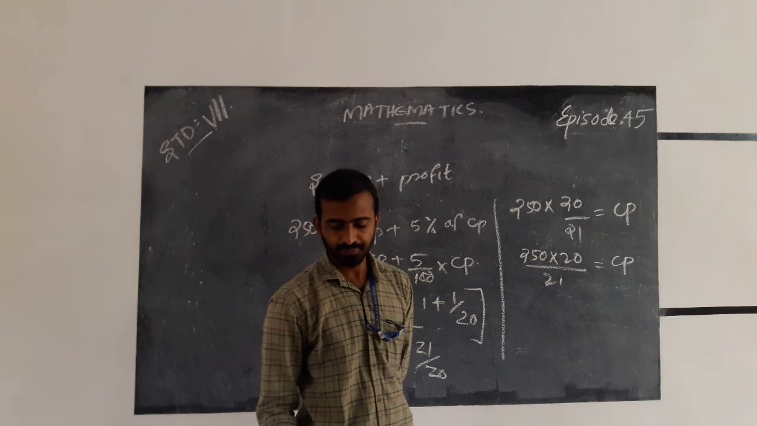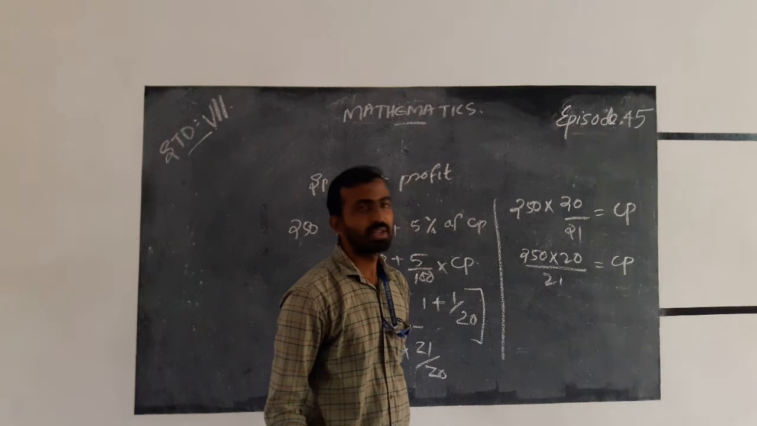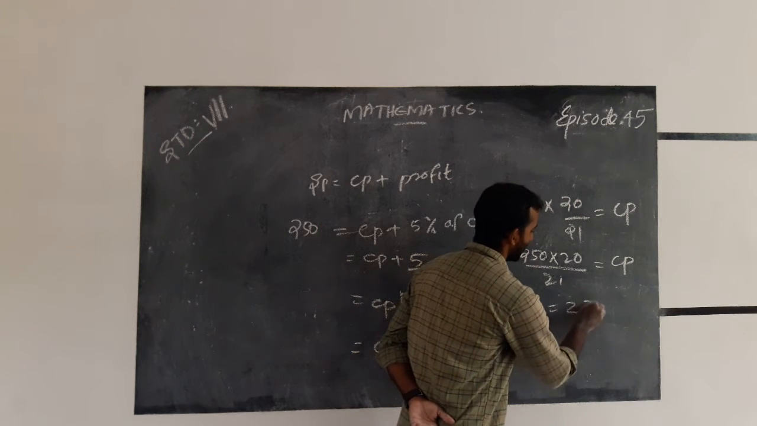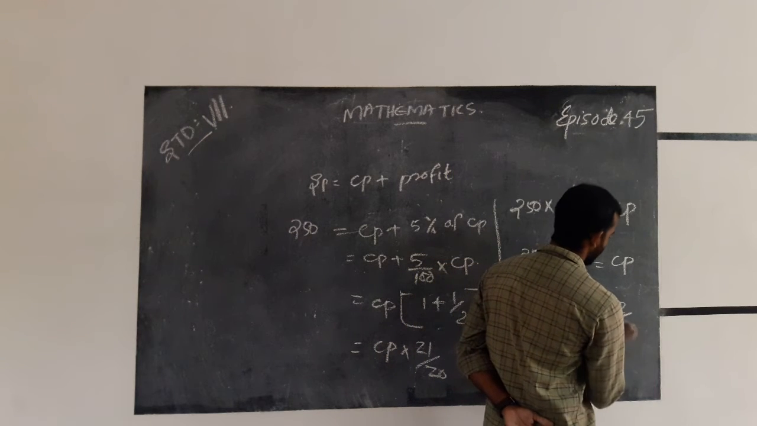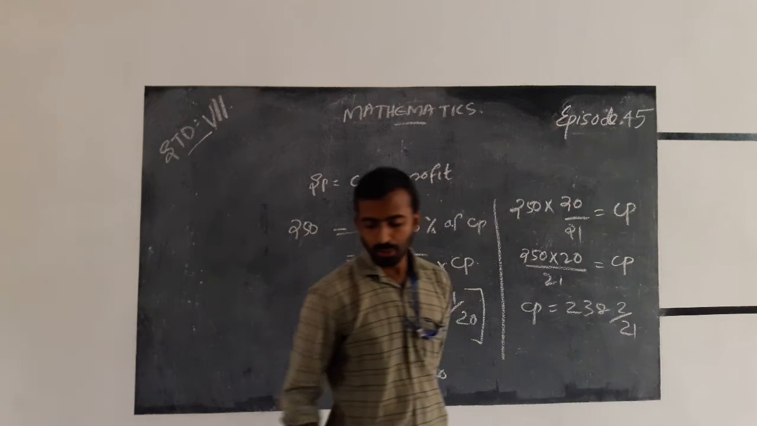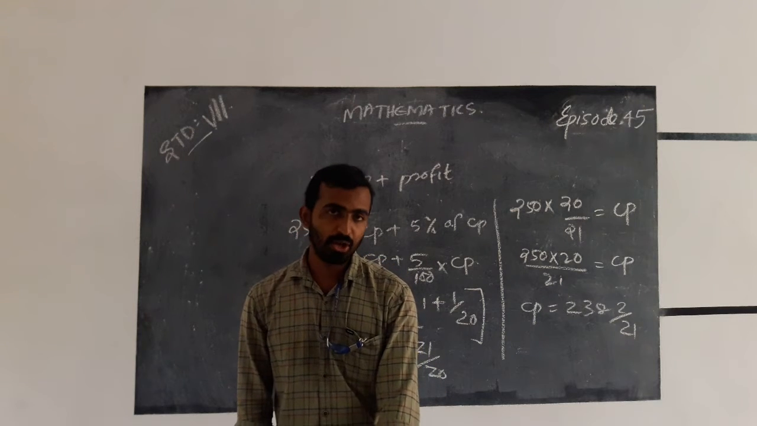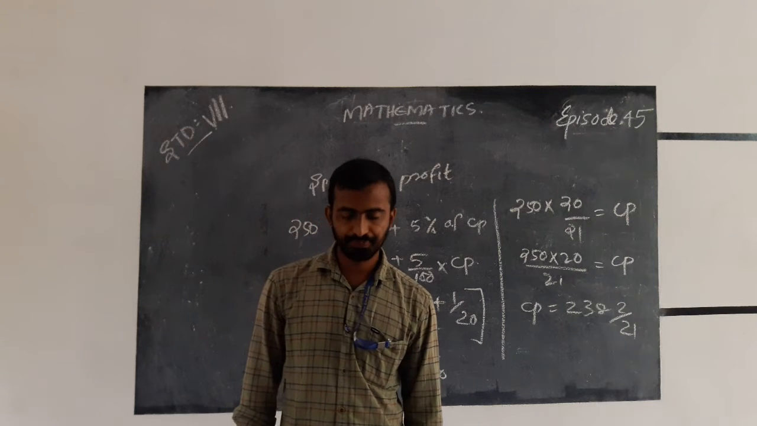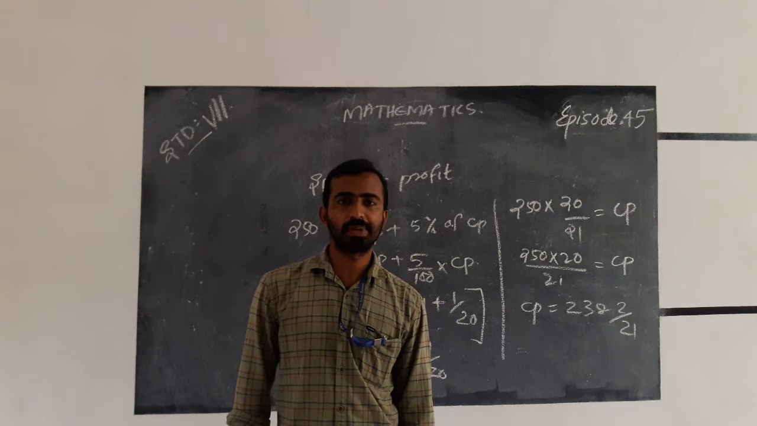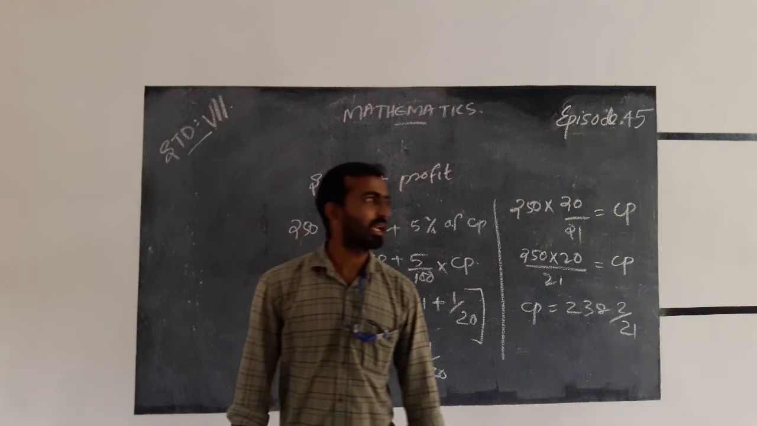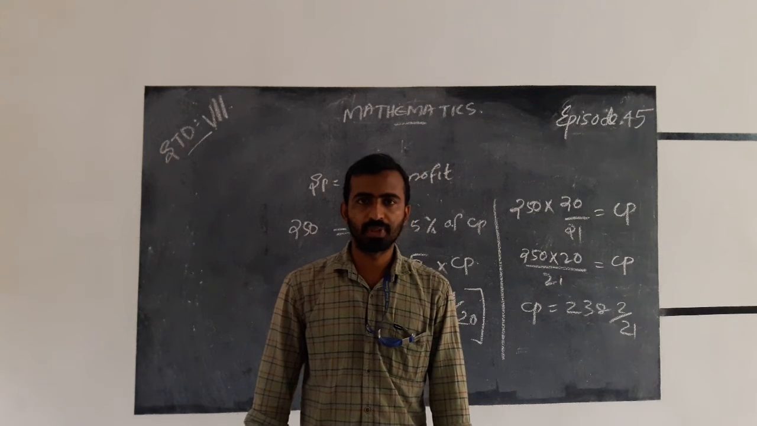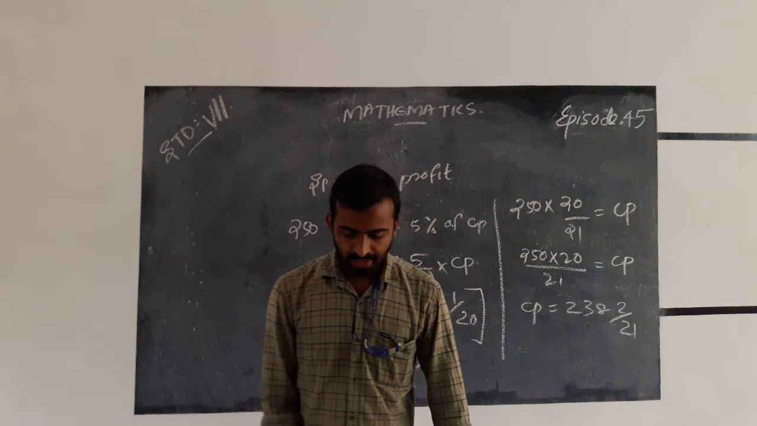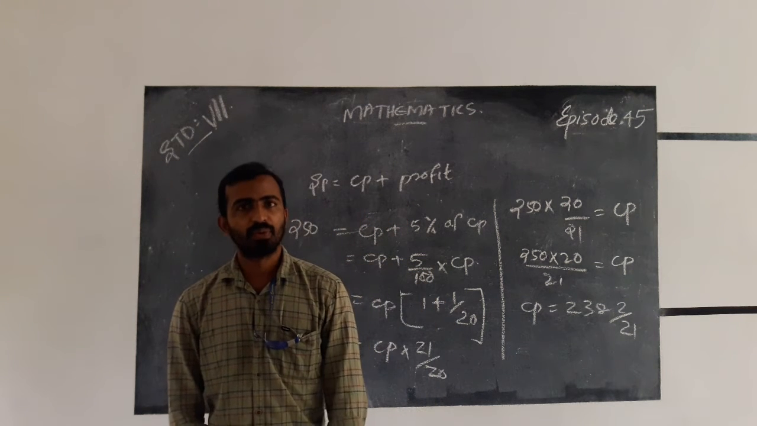And in the next step, what is the answer? CP equals 238 and 2 by 21. The answer is 238 and 2 by 21. Or we can take it as approximately 238.10, approximately. That is the answer.